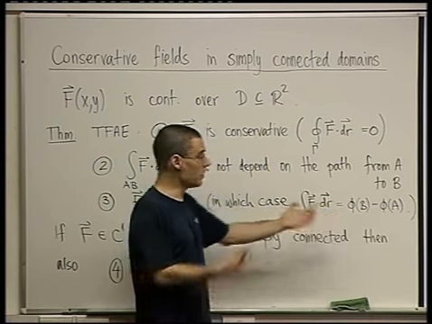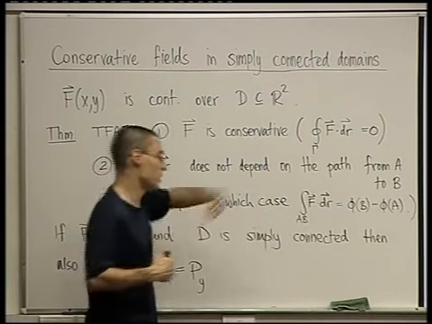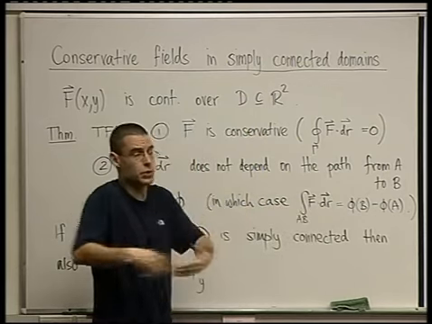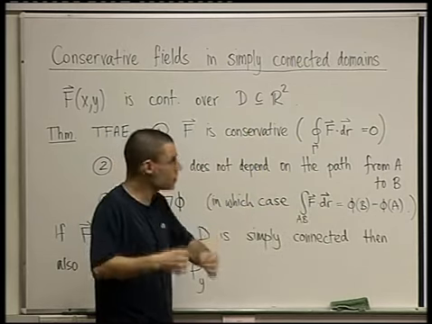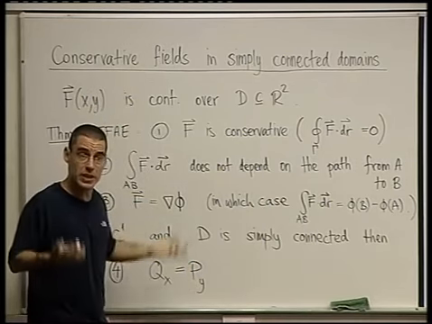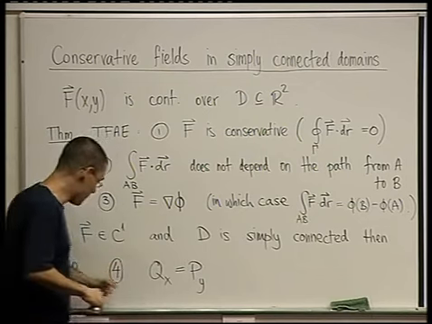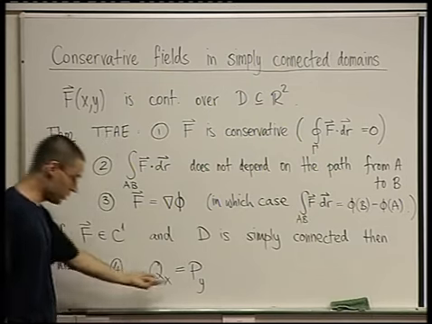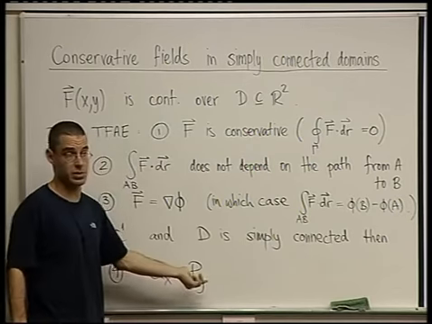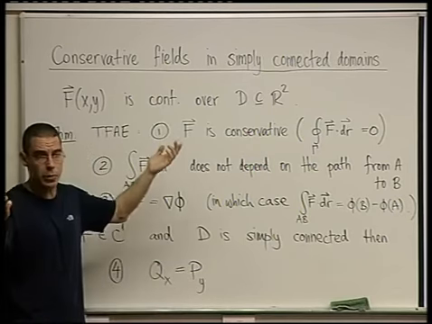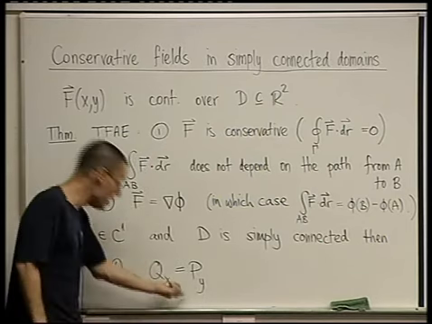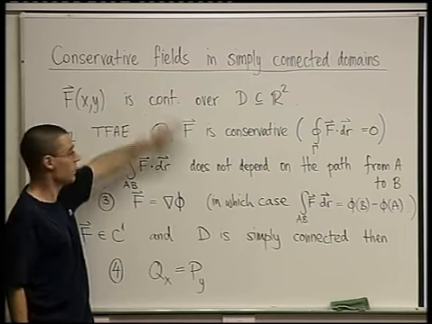So if somebody gives us a field and tells us to calculate something like this, the procedure that we usually go through is the following. First, we have to determine if the field is conservative. And the easiest way to check if the field is conservative is number 4. This is very straightforward. You take the derivative of Q with respect to x, you take the derivative of P with respect to y, and check if they're equal. If they're equal, good, it's conservative.